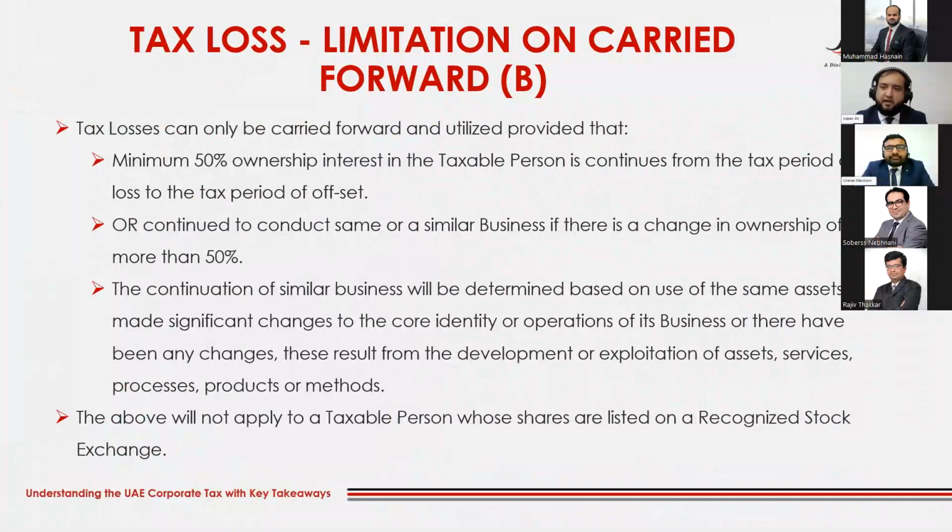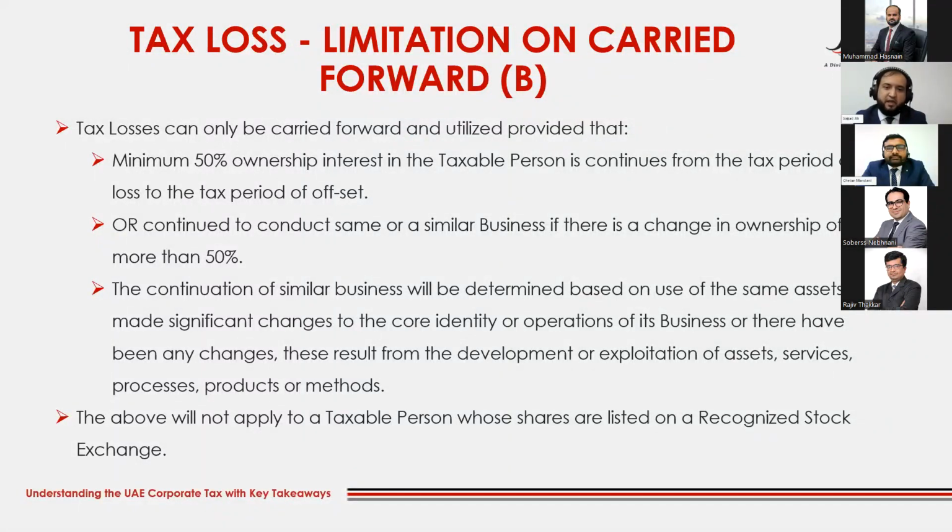Moving to next slide. Authorities have defined some rules under which tax losses can be carried forward. There should be maintenance of a minimum 50% ownership from the tax period of loss to the tax period of offset. For example, a shareholder with 55% shareholding has been replaced by another shareholder in 2025 as compared to the taxable period of 2024. And in 2024, the entity recorded a tax loss, then these losses cannot be offset against the next year.